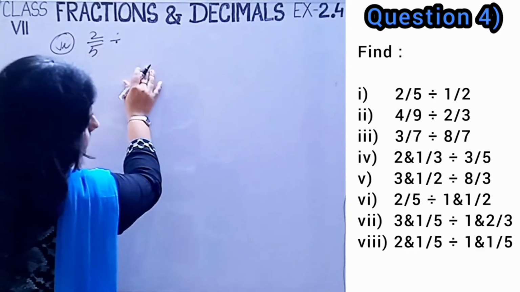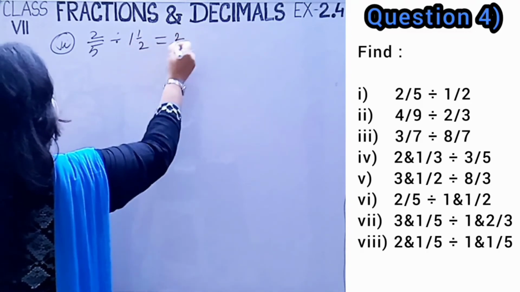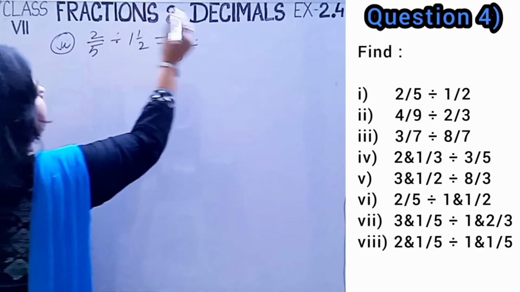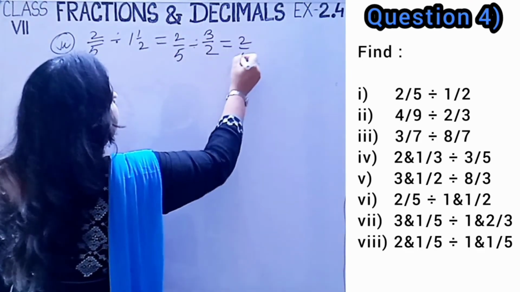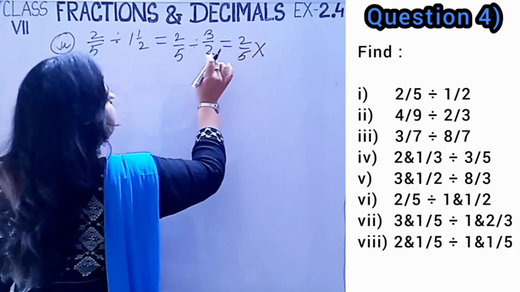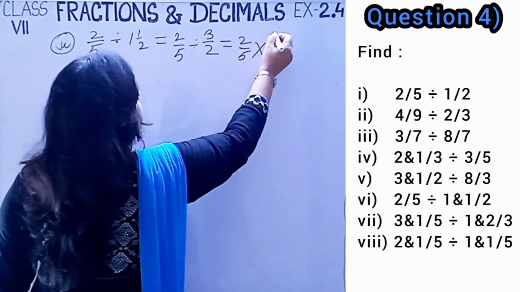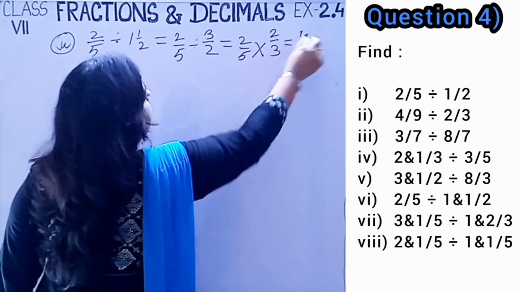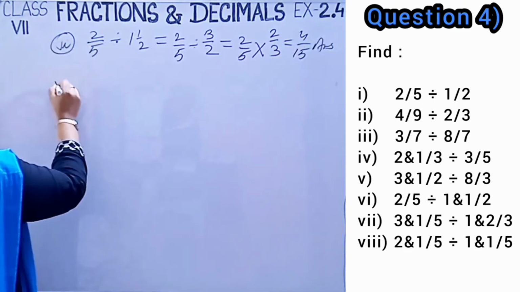Sixth part, 2 by 5 divided by 1 and 1 upon 2. So 2 upon 5 divided by 2 1s are 2, 2 and 1, 3, 3 upon 2. The first step, 2 upon 5 multiply 3 by 2 will be reciprocal here. So 2 upon 3. Now 2 2s are 4 and 5 3s are 15. Answer.